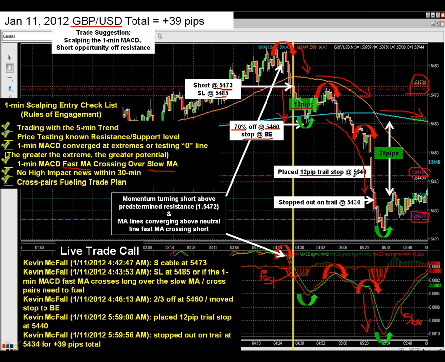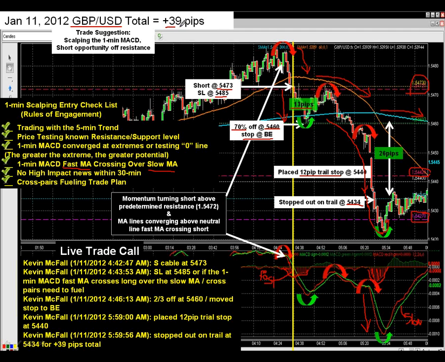So a 12 pip trailing stop at 54.40, and then we allow the market to stop us out. At this point, we walk away from the trade. The pair comes down past this next level of support at 54.27, but because it's a support, price comes right back up to it. Test support, moves just above it, and stops us out at 54.34 in our final position for another 26 pips.